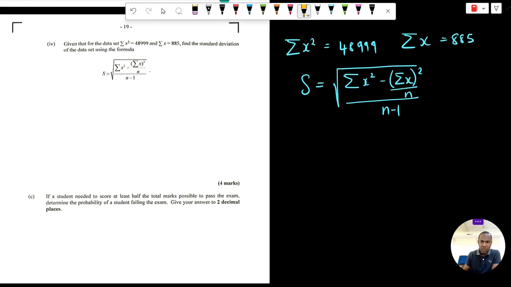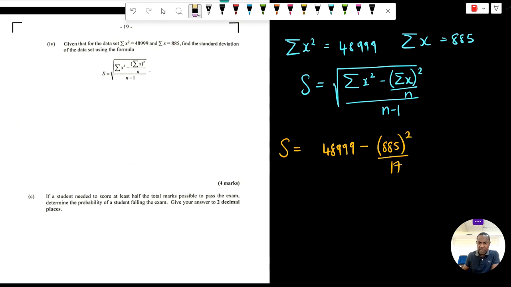So if we put these values into the formula, we get that S is equal to, I'll leave out the square root sign for now, sigma x squared, which is 48,999 minus sigma x squared. So this is 885 squared over n, which is 17. And of course, all of this is over n minus 1.